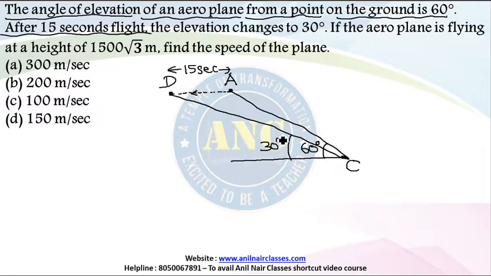I believe that the idea is very clear for you people. If I drop a perpendicular here, this is 90 degrees. Similarly, if I drop a perpendicular here, this is again 90 degrees with respect to the level ground.